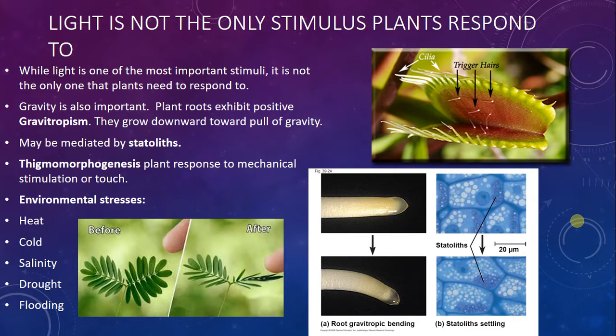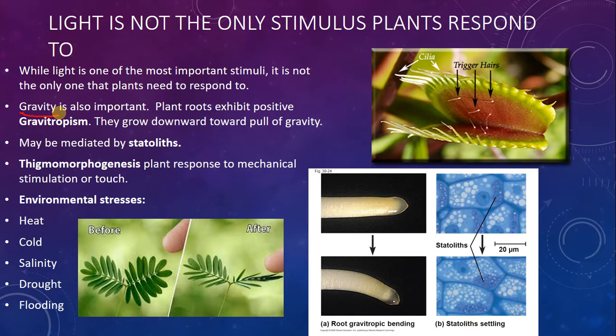So light isn't the only stimulus a plant needs to respond to. While light is one of the most important ones, it isn't the only one. Besides light, plants also need to respond to the stimulus of gravity. And this is a big one, especially right now. Scientists and engineers for NASA are attempting to grow plants in the International Space Station. And gravity is one of the things that they have to work on.